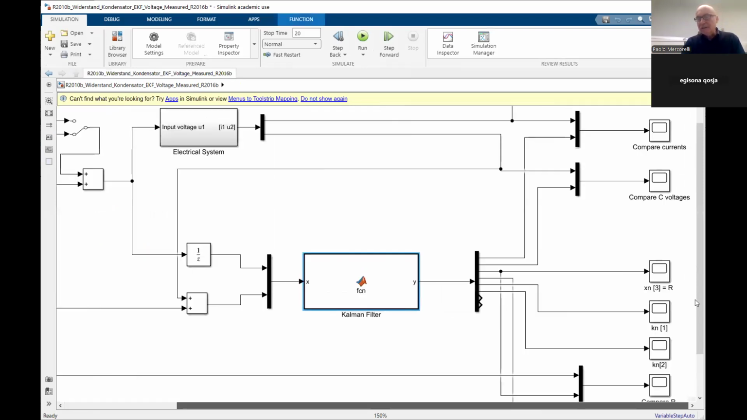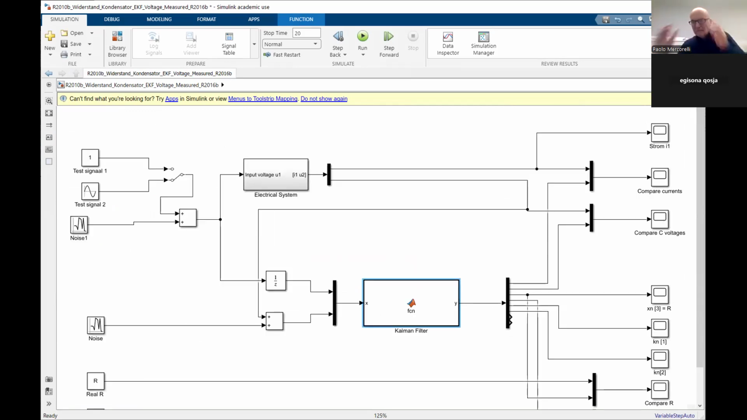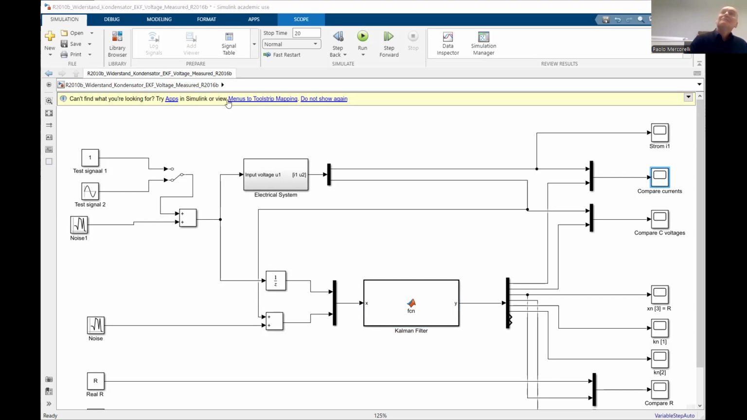What is important here? Of course, it's important to estimate everything. Current, voltage, R, and C. Question. Can you compare currents? Current you want to see? Yeah, current is very important because we don't measure the current. Also, voltage is important because the estimated voltage is better, at least theoretically, with respect to the measured. Let me show you this. I hope it works. Does it work? Let me see.